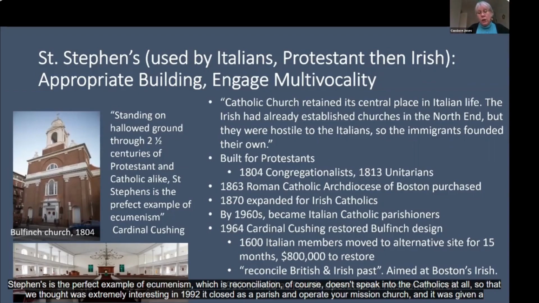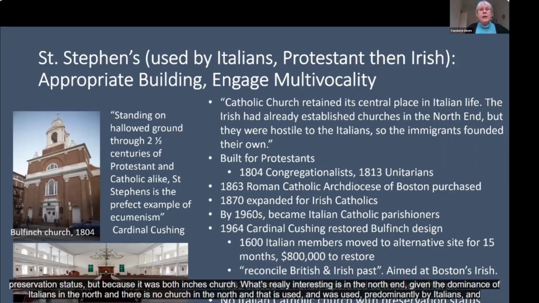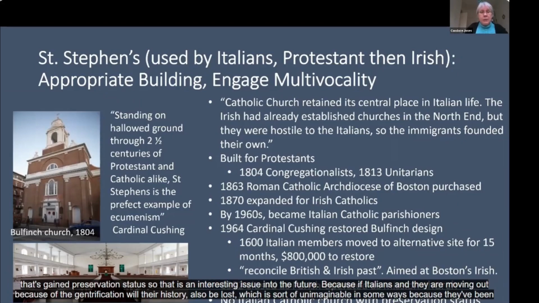In 1992, it closed as a parish and operated as a mission church. And it was given a preservation status because it was Bulfinch's church. What's really interesting is that in the North End, given the dominance of Italians, there is no church that is used, or was used, predominantly by Italians that has gained preservation status. So that is an interesting issue into the future, because if Italians are moving out because of the gentrification, will their history also be lost, which is sort of unimaginable in some ways because they've been so dominant in the area.